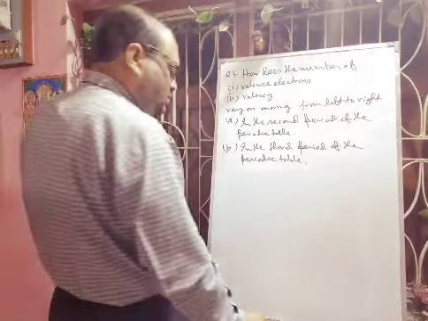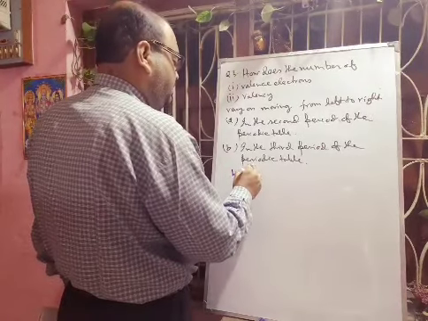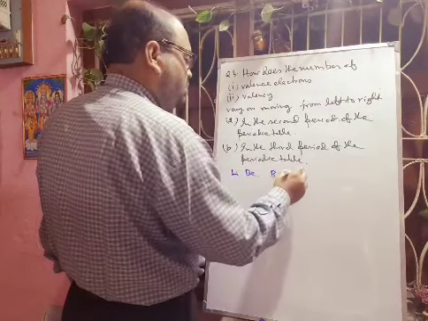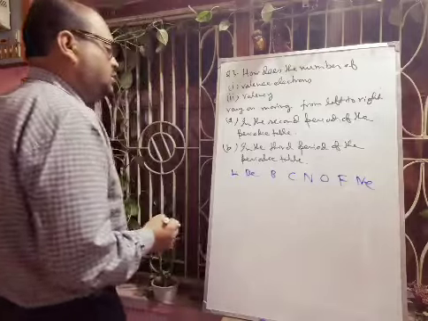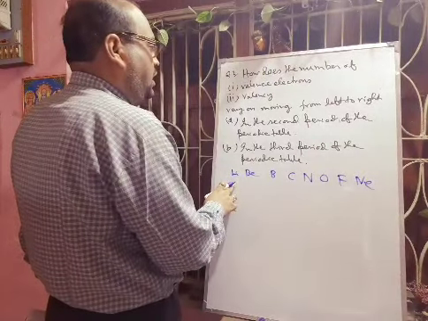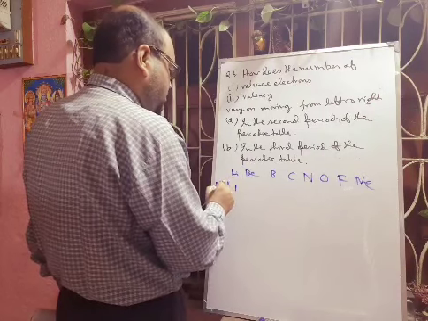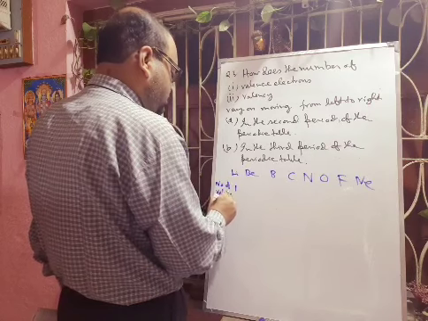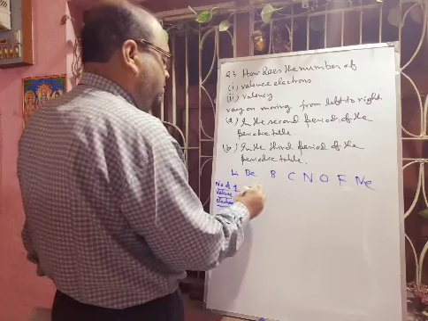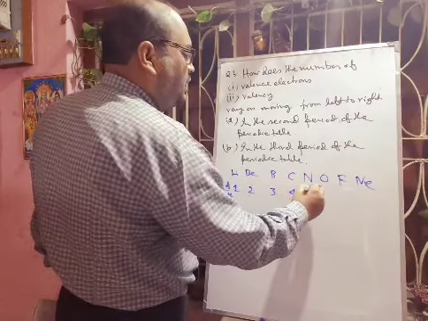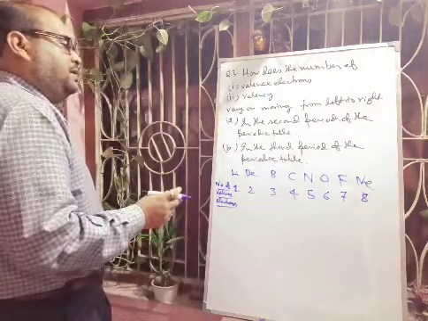So in second period the elements are lithium, beryllium, boron, carbon, nitrogen, oxygen, fluorine, neon. So lithium number of valence electron will be 1. This is the number of valence electrons. So it will be 1, beryllium will be 2, boron will be 3, carbon will be 4, nitrogen 5, oxygen 6, fluorine 7 and neon 8. So this is the number of valence electron.